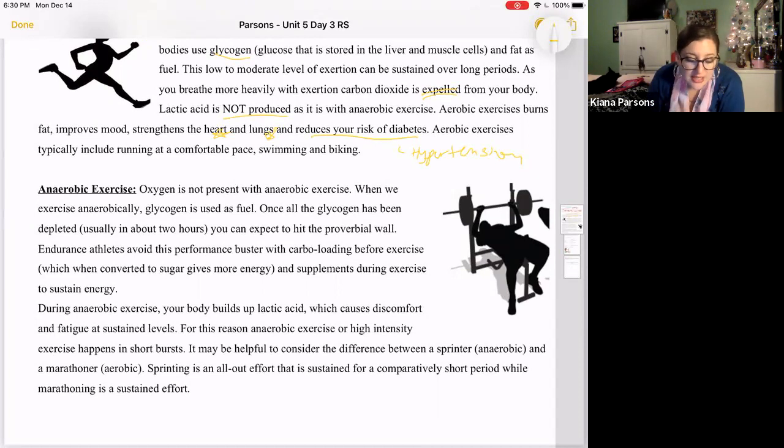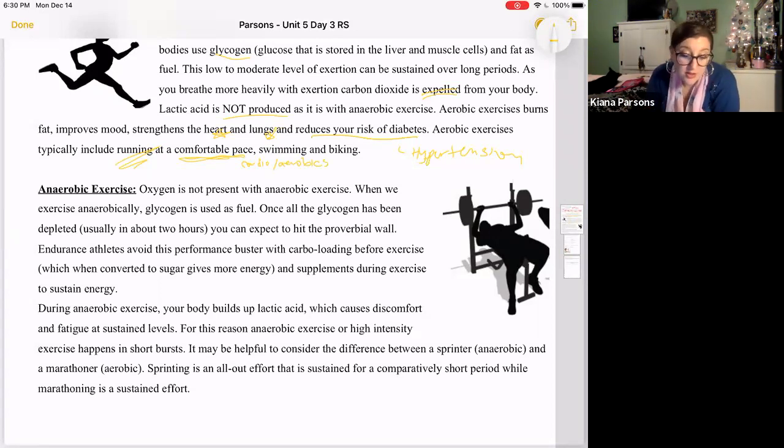Aerobic exercises typically include running at a comfortable pace, swimming, and biking. Again, not too intense. These are exercises that are sometimes referred to as cardio or aerobics, because they involve lots of heavy breathing. You're working at a moderate pace, so you're getting lots of oxygen flowing through your body. You're completing cellular respiration in the presence of oxygen many times, and this is good for your body.